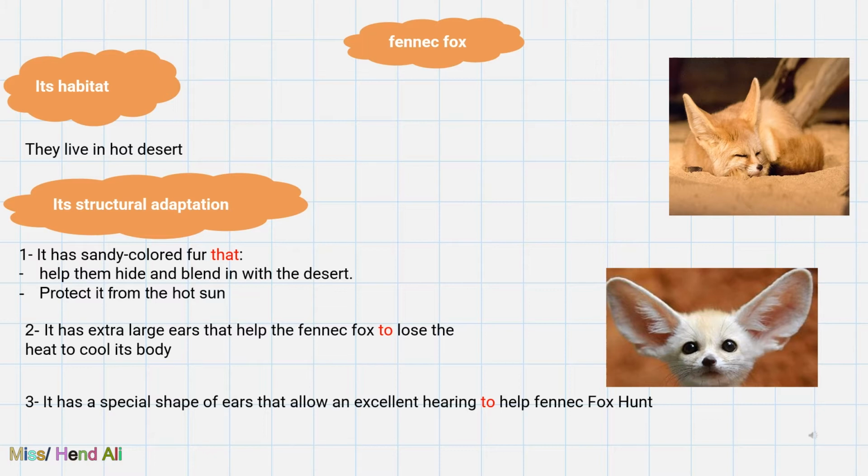Okay, the second structural adaptation is it has extra large ears that help the fennec fox to lose heat and to cool its body. The third structural adaptation is it has a special shape of ears that allow excellent hearing to help the fennec fox hunt. So we know where the fennec fox lives and three structural adaptations.